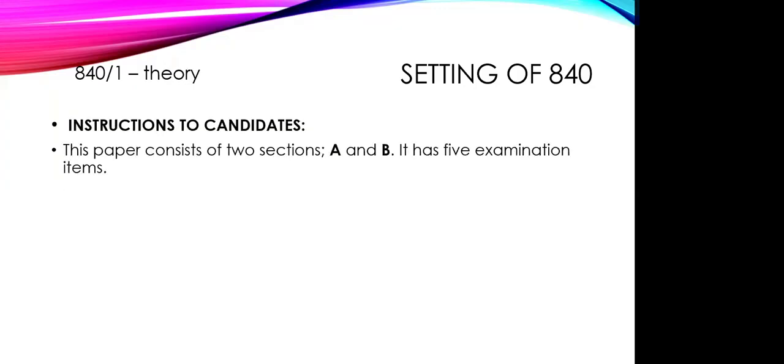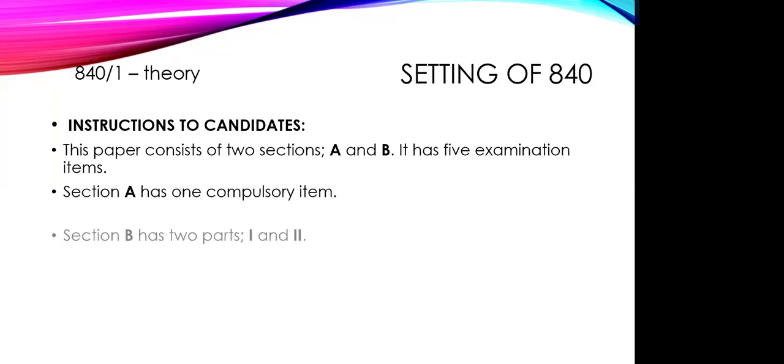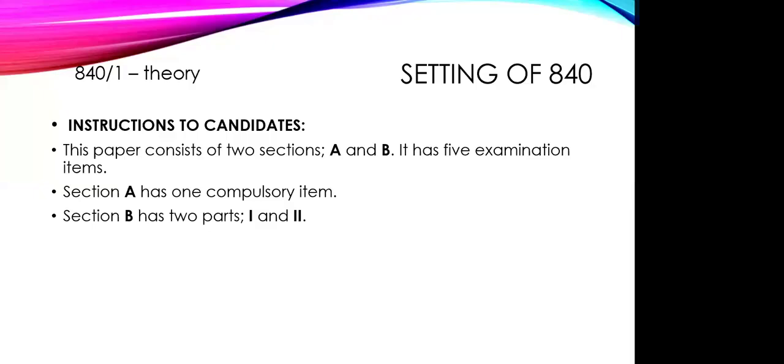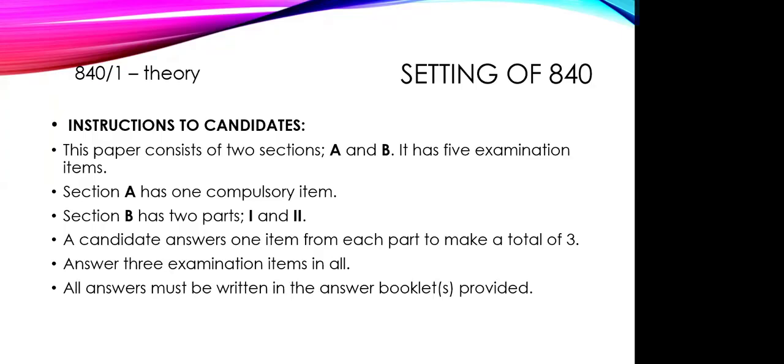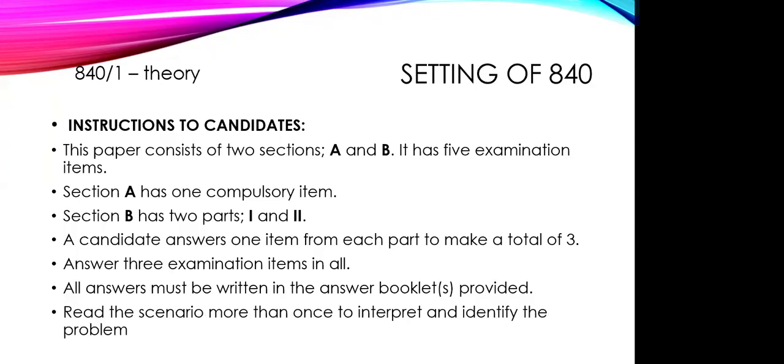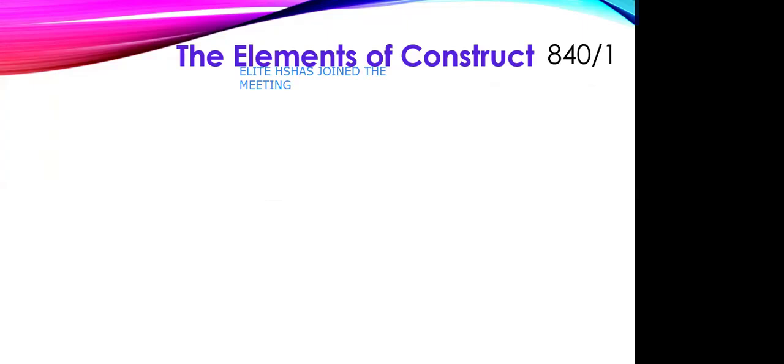Paper 1 has 2 sections, A and B, with 5 examination items. Section A is compulsory, and section B has basically 2 parts, 1 and 2. In part 1, there are always 2 items and you're expected to answer 1, and in part 2, you're also expected to answer 1, giving you a total of 3 examination items. You're always provided with a booklet or answer sheets where you must put your answers. I encourage you to read the scenario more than once, such that you can properly interpret the question. These 3 parts are given in items.